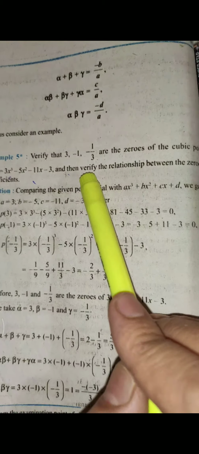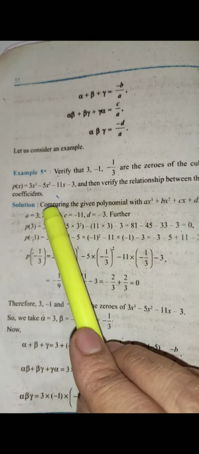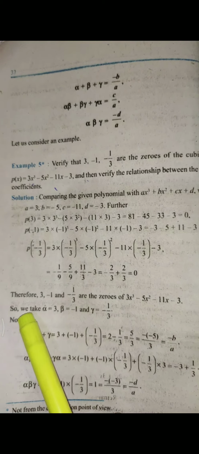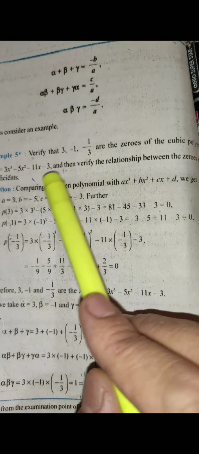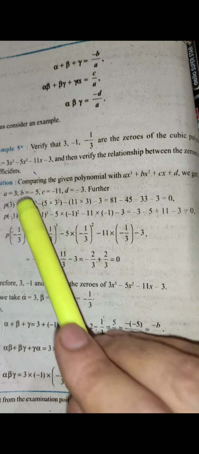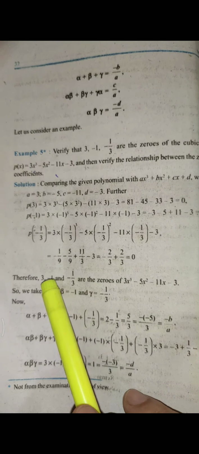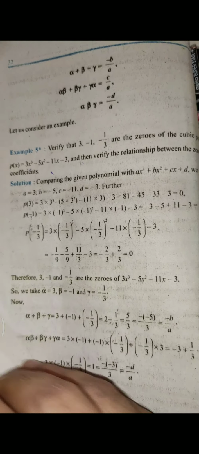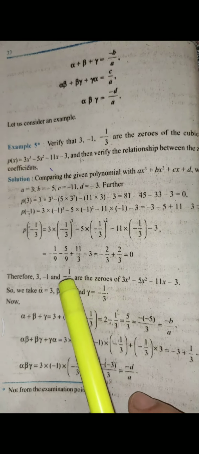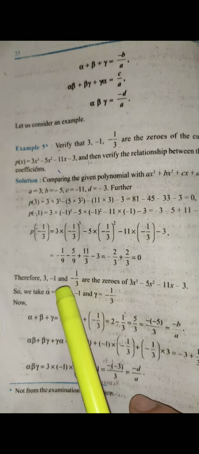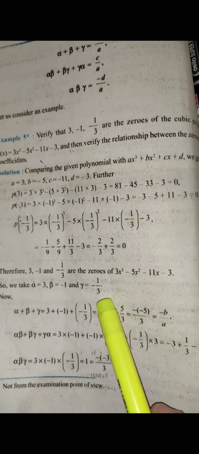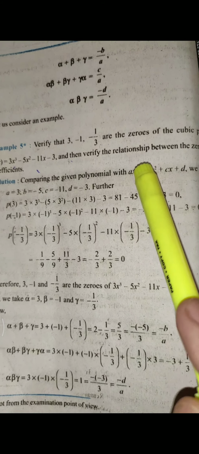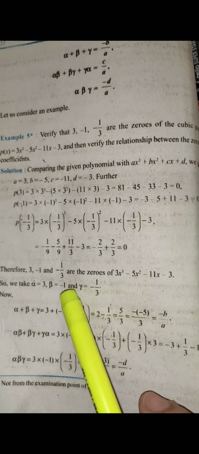Second part, verify the relationship between the zeros and the coefficients. We will give a name to these numbers because these are the zeros, and how many zeros are possible? At most 3. What name are we giving? Just now we have seen the formula: alpha, beta, gamma. Anyone you can give as alpha, anyone as beta. So let alpha is equal to 3, beta is equal to minus 1, and gamma is equal to minus 1 by 3. You can write this in the beginning, or after this also.